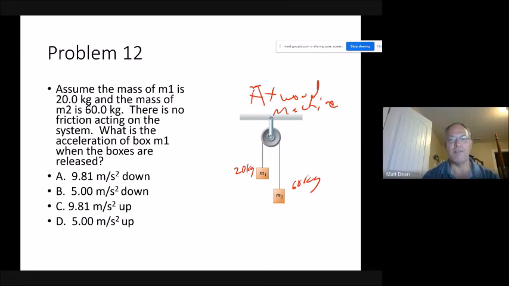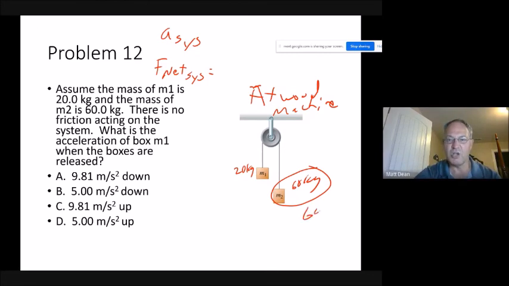Just like we did in the modified Atwood machine problem, we need to first of all calculate the acceleration of the system. And to do that, we first of all need to figure out what's the net force acting on the system. So over here, we're going to have 60 kilograms, which is 600 newtons of weight, right? Multiply that 60 by 10 meters per second squared. And over here, we're going to have 200 newtons. 20 times 10 meters per second squared.